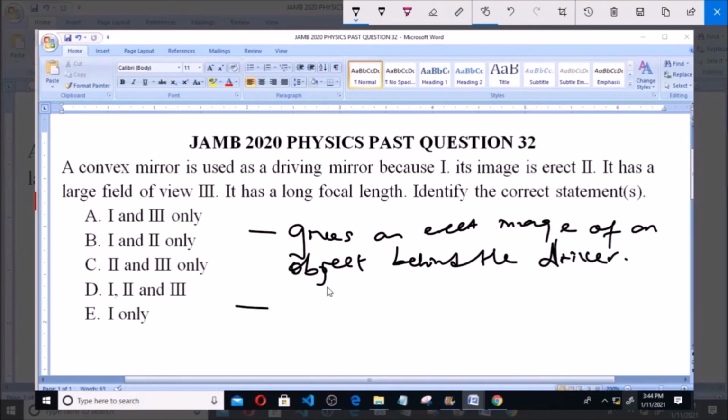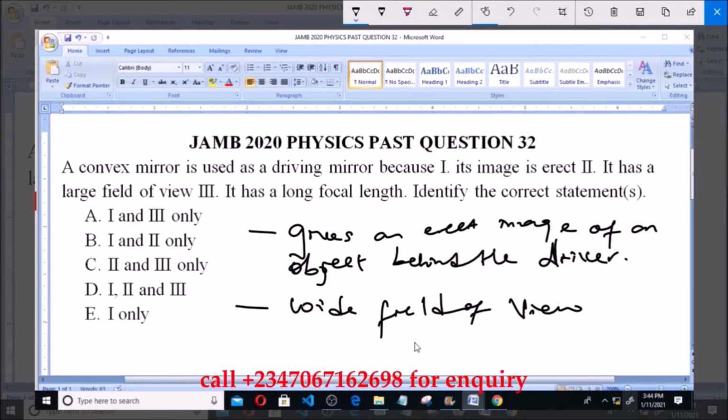Another reason is that it has a wide field of view. A convex mirror provides the driver with a wide field of view so that he can have a very wide range of view of objects behind him. And that is why you notice that the size of objects and the image is not always equal, because of this wide field of view. The object appears closer and smaller than normal. So these are the two reasons why a convex mirror is used as a driving mirror. Looking at the statements, it agrees with statement 1 and statement 2. Therefore I and II is correct, and that is option B.